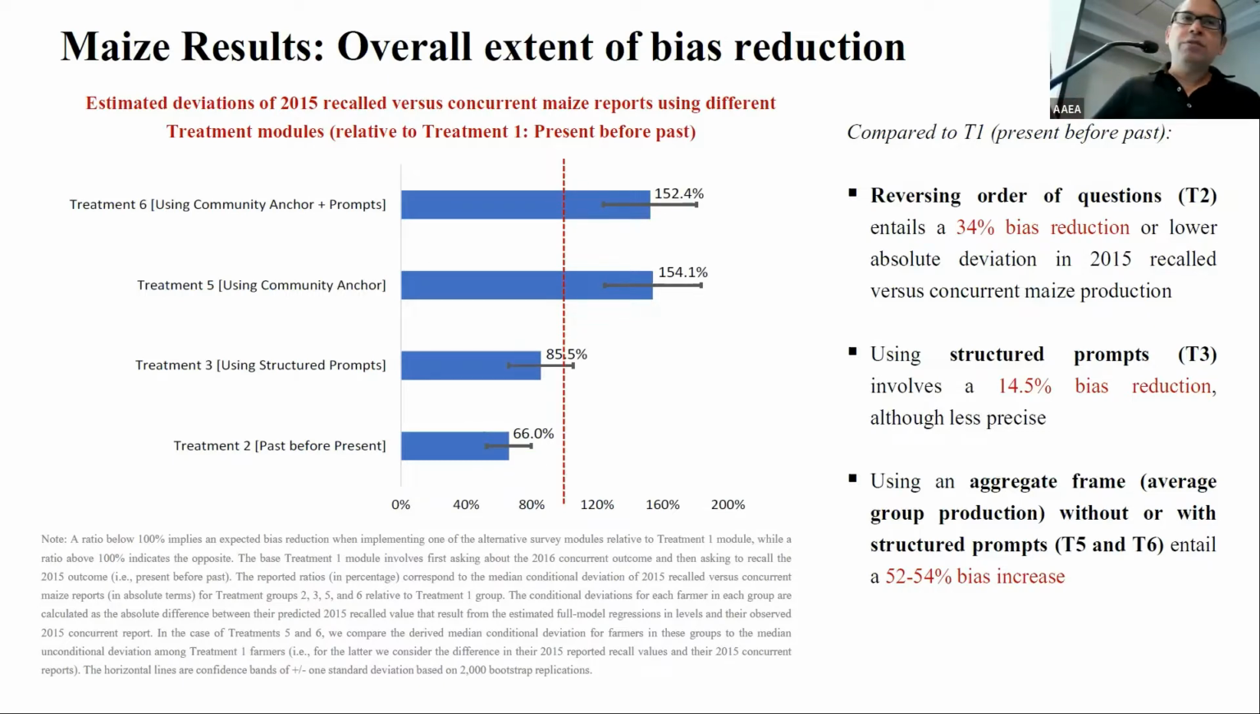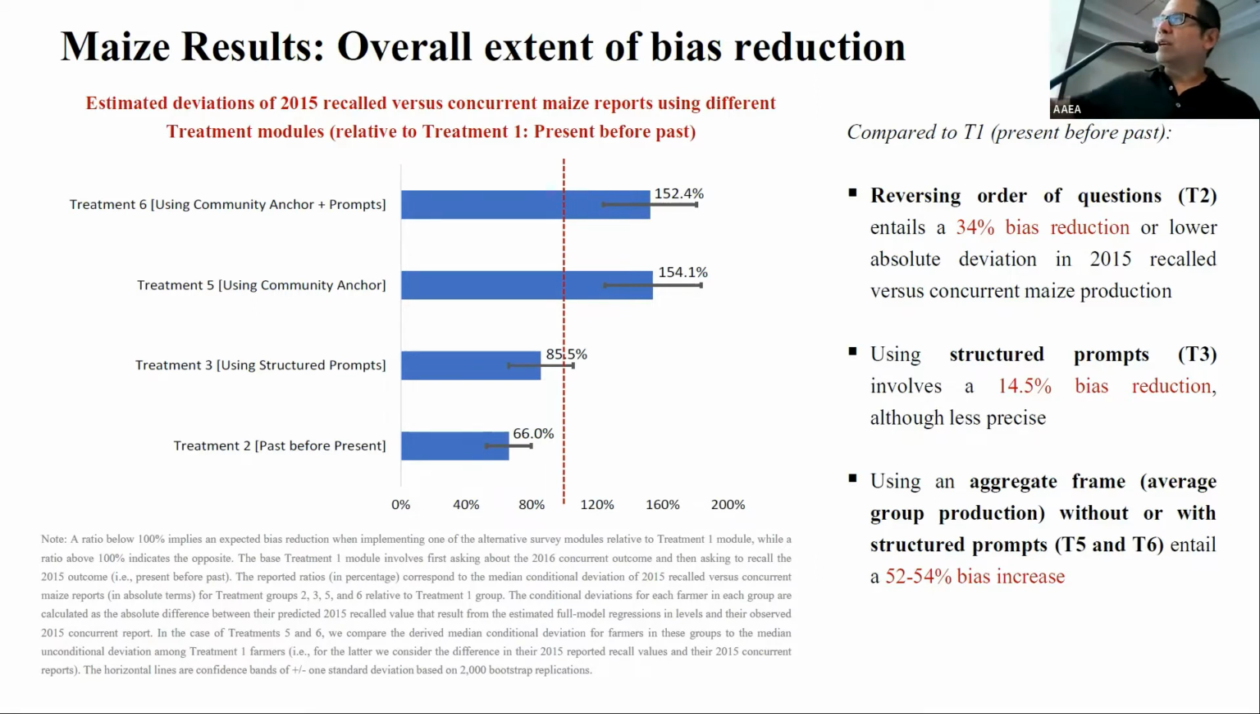When we use structural prompts, that means we ask about the present value and then about the past. But before asking about the past, we introduce these memory retrieval cues, which are some qualitative questions. So, this is what you produced this year. Before asking about the production the previous year, we ask them, was this volume of production higher, lower, or the same as the previous year? It's like we're providing a little more time for the respondent to better recall the previous outcome. When we do that, we get roughly a 15% bias reduction, but it's less precise, as you can see from the standard errors.